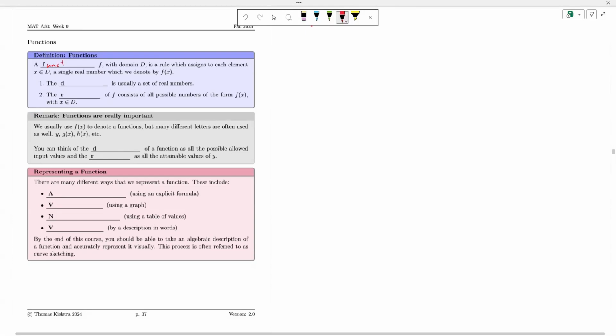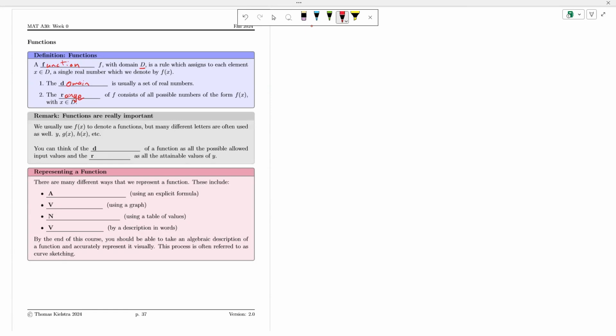A function f with domain D is a rule which assigns each element x in the domain to a single number, which we denote f of x. The domain is usually a set of real numbers, and the range of f consists of all possible numbers of the form f of x, with x being in the domain. So the domain are all the possible inputs, and the range are all the possible outputs.